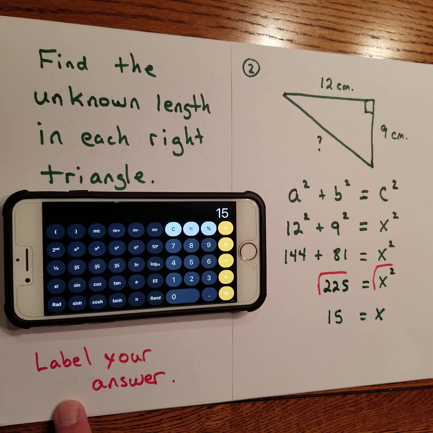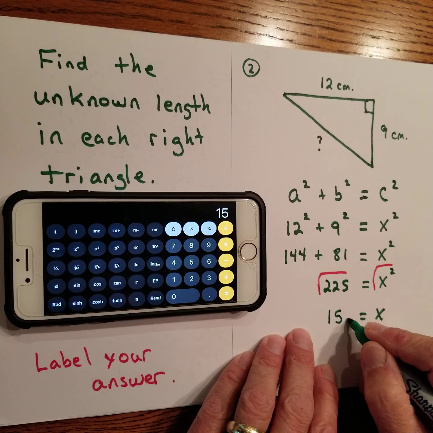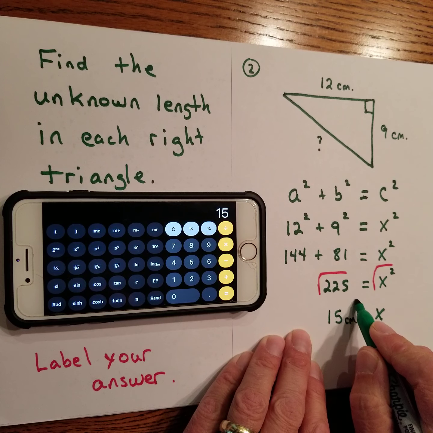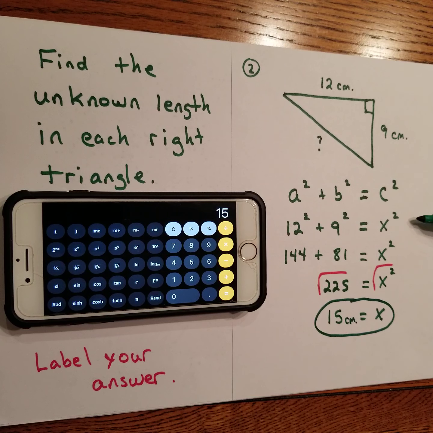Don't forget to label your answer. This was 12 centimeters, 9 centimeters. This is 15 centimeters. This is the way I want you to show your work. Write down the Pythagorean theorem, do your computation, final answer, and label.